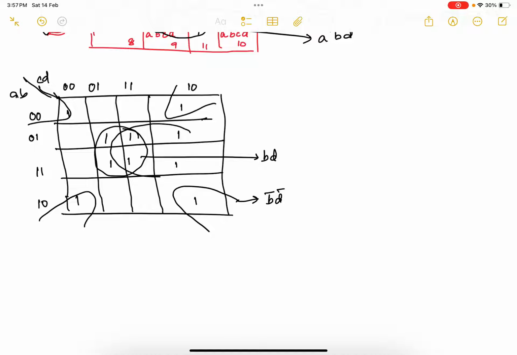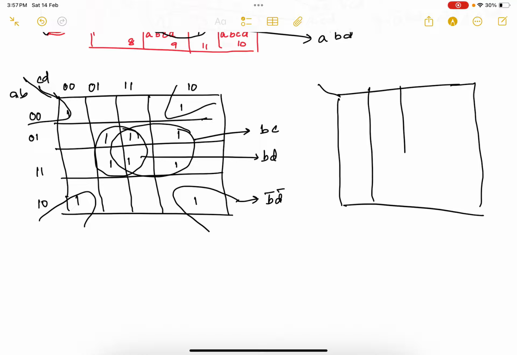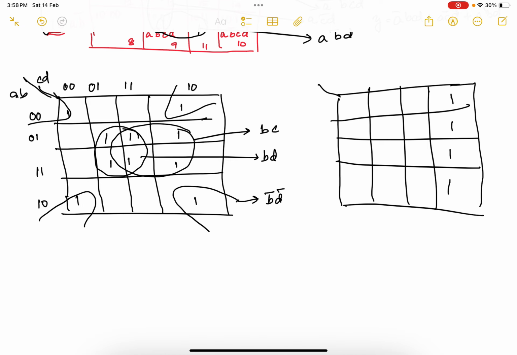If I have 1 and 1 along here also, what will happen? You can form a quad like this also. For this quad the common term will be B, and along the columns the common term will be C. Got it? Now if I had a structure like this, and I have ones like this, it will form one more quad and the answer will be C D bar.